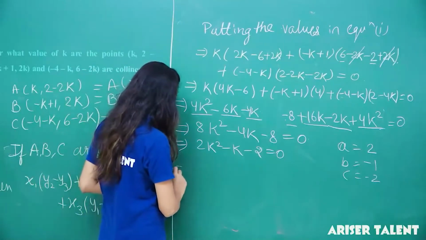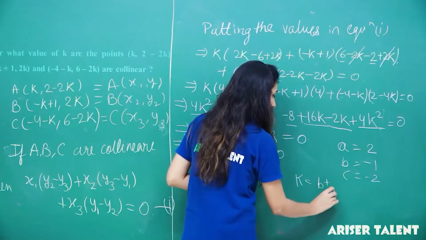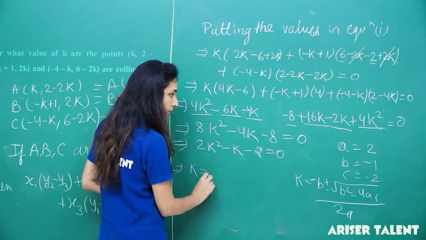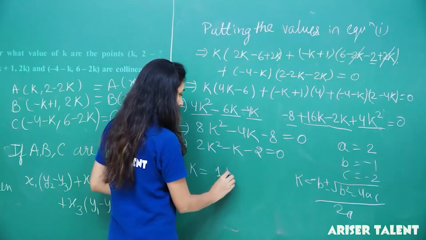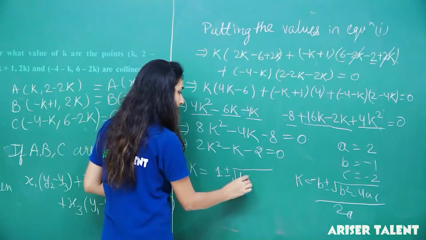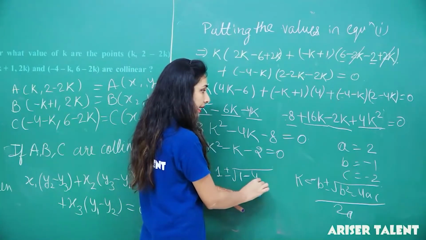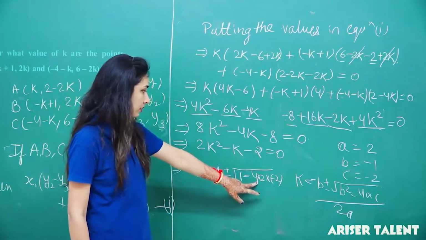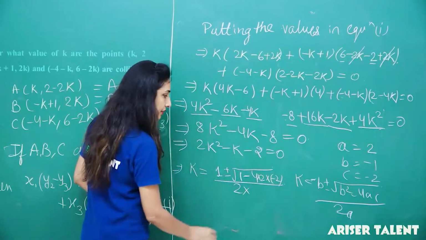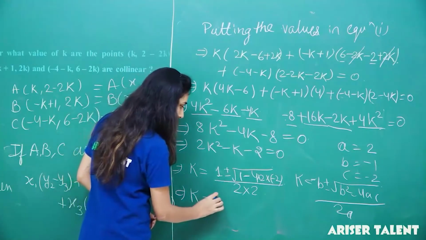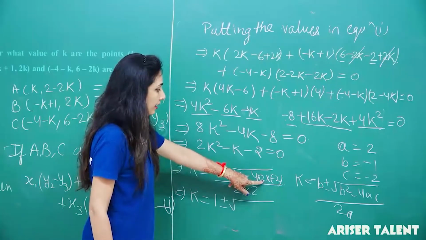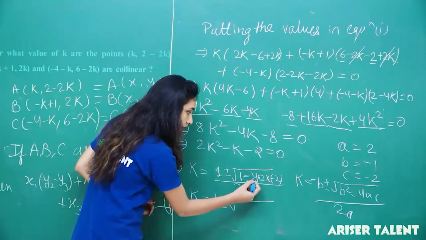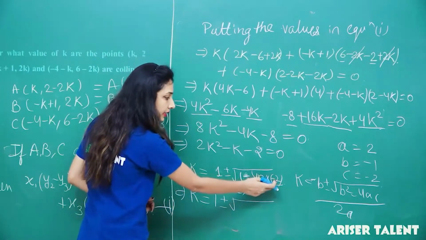If that's so, the value of k will be minus B plus minus root of B square minus 4AC, upon 2A. So k equals minus of B, minus of minus 1 is plus 1, plus minus root of B square, which is minus 1 squared, minus 4 times A which is 2 and C which is minus 2. So that is 1 and 4 times 4, that is 16, divided by 2 multiplied by A, which is 2. So k will be equal to 1 plus minus root of 1 minus minus plus 16, so 1 plus 16.